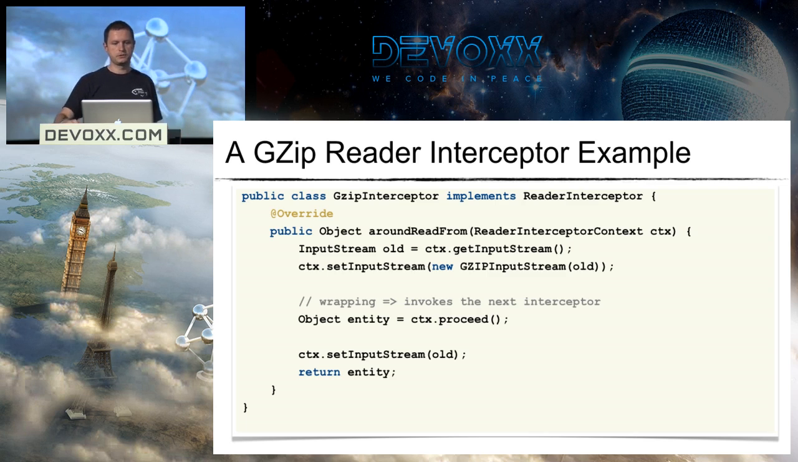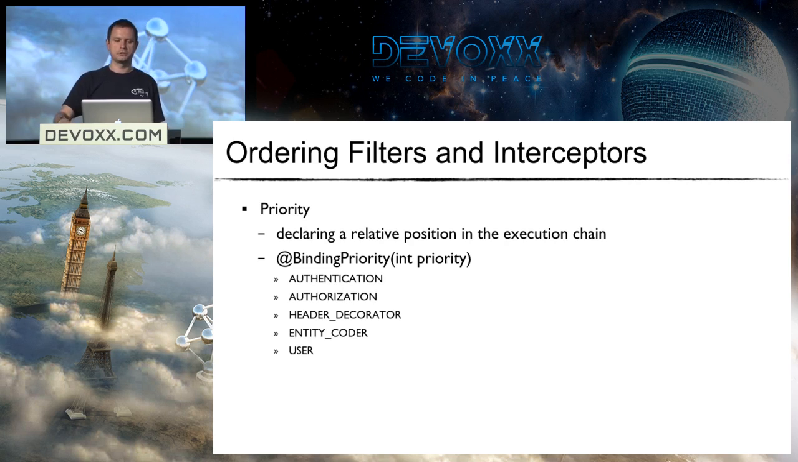So it's very similar to CDI method interceptors with the around invoke. Here's an example of a gzip interceptor that implements the around read from method. When the event comes and the payload is being read by either the client or the server side, this interceptor is invoked as part of the interceptor chain, and it takes the original input context and replaces it with a new one which already contains the unzipped data, and then it invokes the rest of the chain. Again, this is what we call wrapping, and once all the other interceptors are invoked and the payload is unmarshaled, then the stack unwinds and this interceptor is able to set back the old content stream and just return.